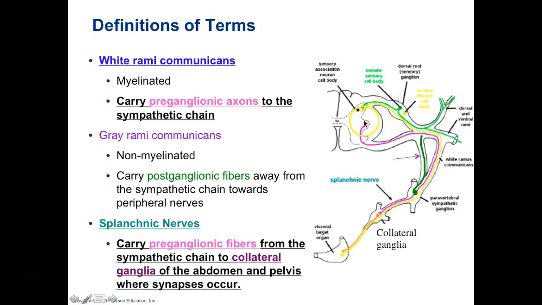We can see the preganglionic neuron exiting here through the white ramus, and then here's our sympathetic ganglion where it's going to synapse, and then the postganglionic nerve fiber is leaving through the gray ramus, and then that'll leave back out through the ventral ramus. We're going to talk about these collateral ganglia and splanchnic nerves in class.